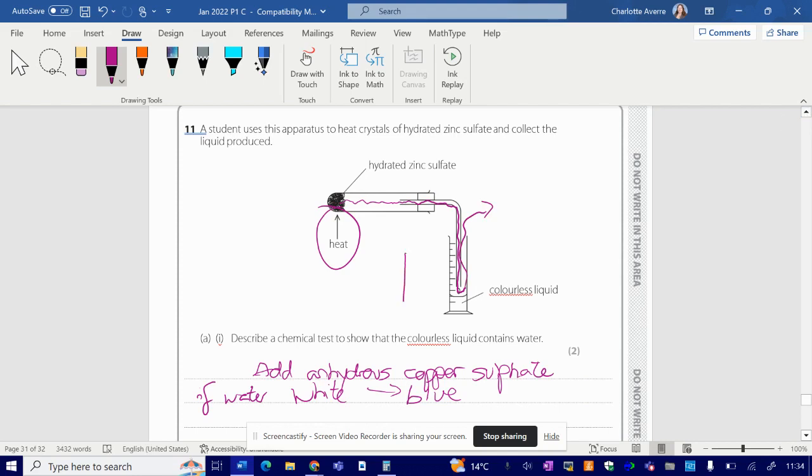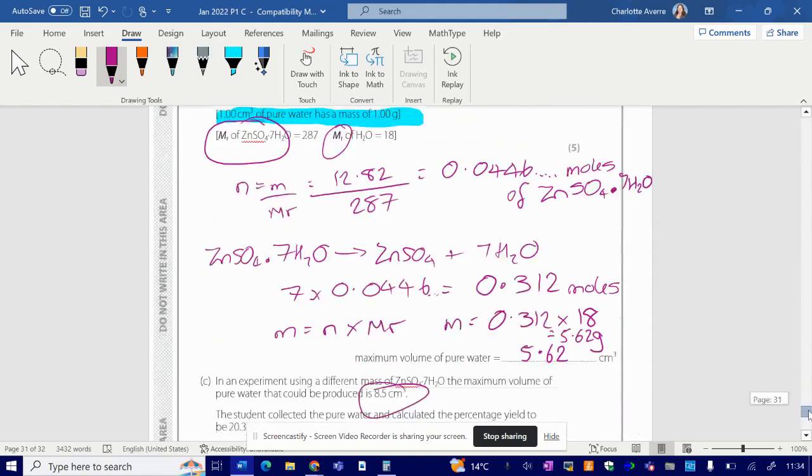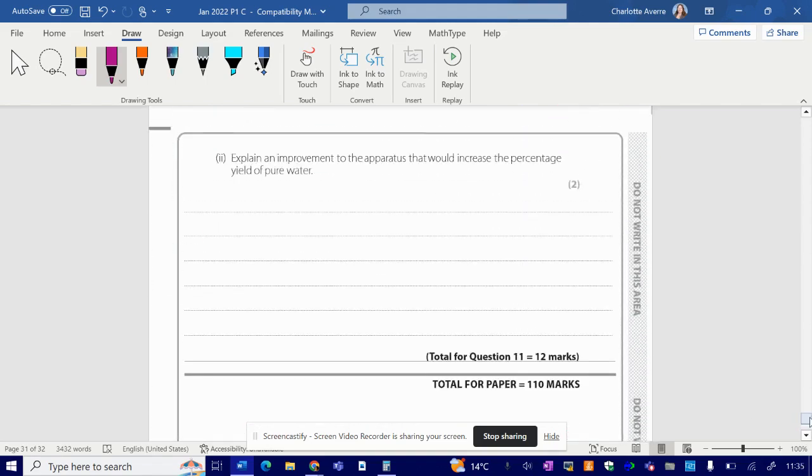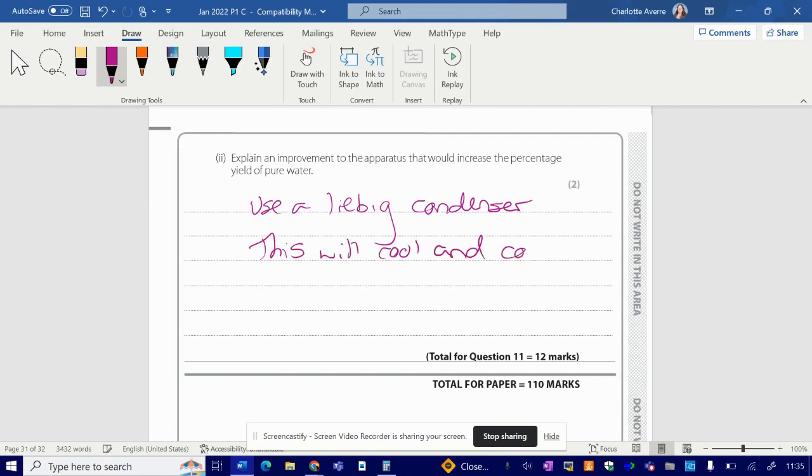So you could improve it quite simply by putting your measuring cylinder into an ice bath. That would cool it down. But a better way would be to use a Liebig condenser or a condensing tube. Okay, so we are going to use a Liebig condenser, this will cool and condense the water vapour, meaning less is lost.